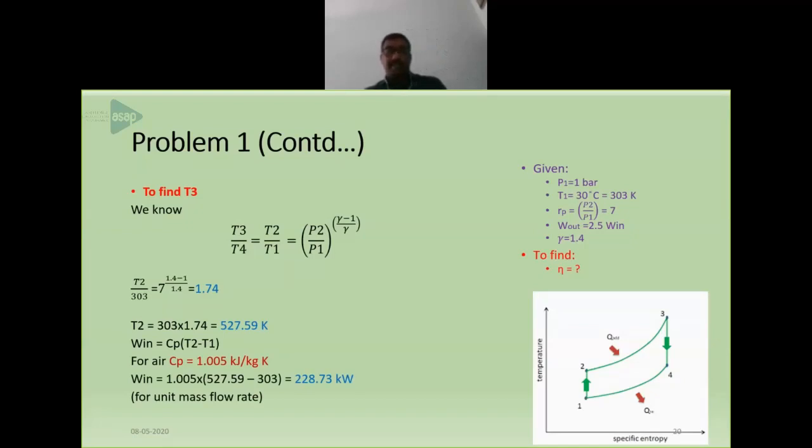This you have to understand even if it is not given in the question. So W in is equal to 1.005 into the values T2 and T1 you have substituted, and you will get 228.73 kilowatt. I have used the unit as kilowatt because I have considered unit mass flow rate. If you are not considering the mass flow rate, then you can simply put it as kilojoule per kilogram also.